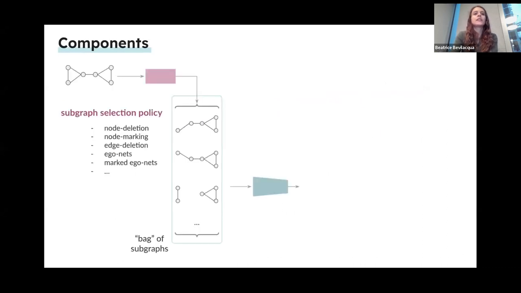These subgraph GNNs are composed of a subgraph selection policy, which is responsible for creating this bag of subgraphs given an input graph. The policies must be easy to compute and domain agnostic, because we want to maintain the advantages of subgraph GNNs, which are being tractable, at least to some extent, and also being domain agnostic. The policies that are usually considered are node deletion, node marking, edge deletion, ego-networks, marked ego-networks, and so on. For example, in the node deletion policy, each subgraph is created by deleting one node from the original graph.